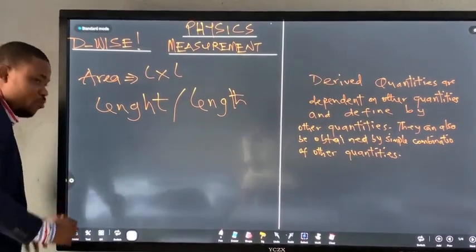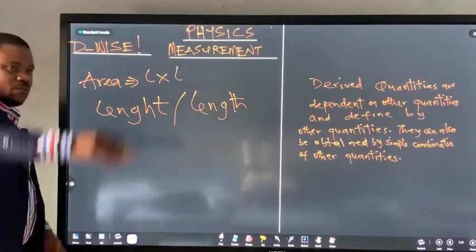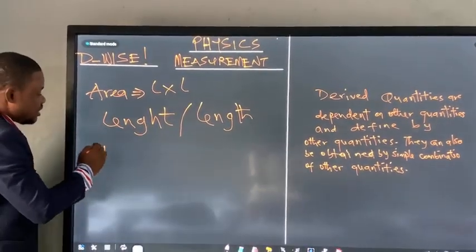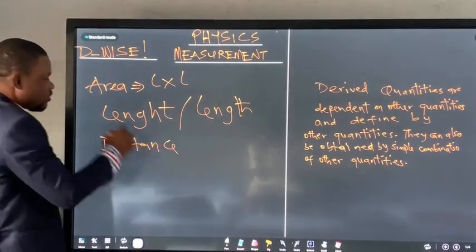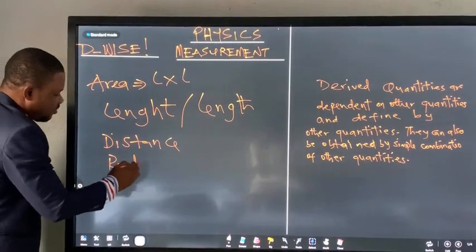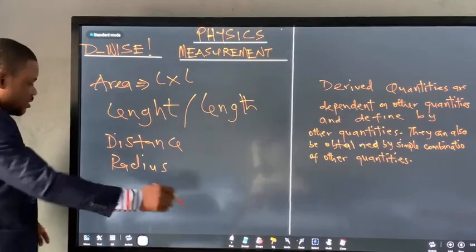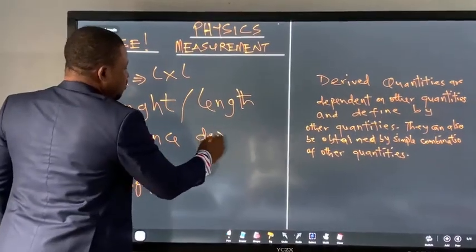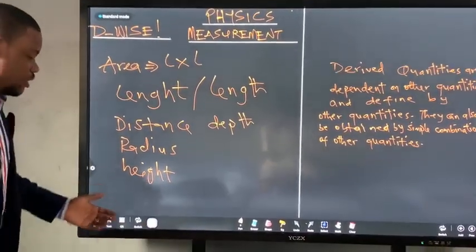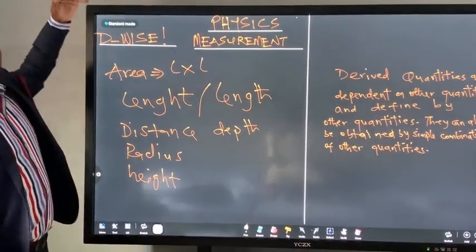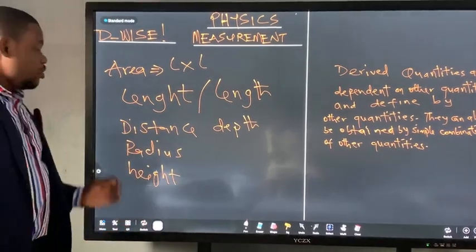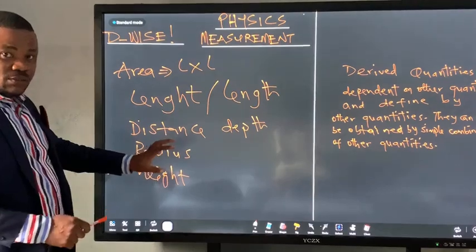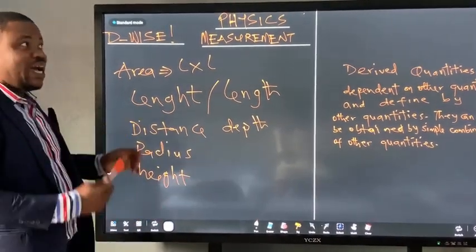For example, if I move from here to town, I have covered a particular length. It's not necessarily a straight line. So distance is an example of length. The radius of a cycle is an example of length. Height is an example of length. Depth. Understand that the difference between height and depth is that for one you're measuring from bottom upwards, for the other you're measuring from top downward. So height and depth can be the same thing. If you're measuring from bottom to the top, that's height. If you're measuring from top to the bottom, it is depth. For any particular object, the height and depth should be the same.